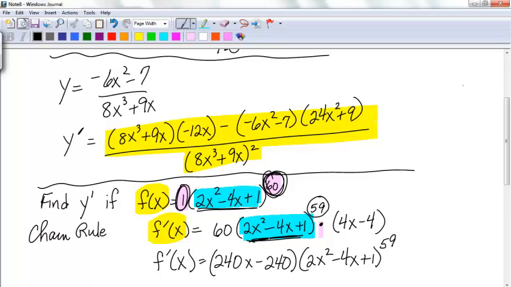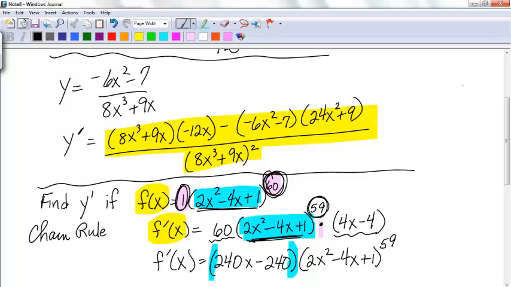The part inside the parentheses stays the same. You depress this exponent by 1, and then it's times the derivative of what's inside. And then you will usually simplify this times this and make sure that you have parentheses around that. Okay? Are they going to simplify this? No. Just leave it quantity to the 59th power. Okay, now that's one way to work that problem.